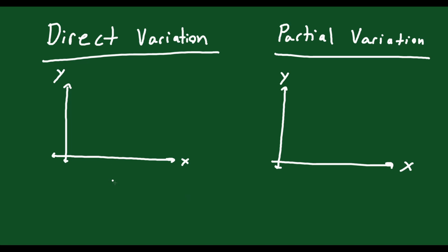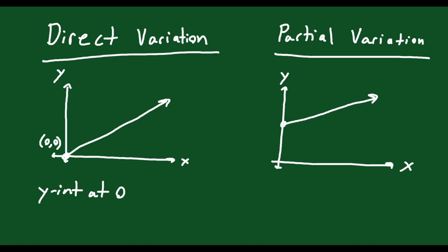A direct variation would be something that goes like this, that starts at 0, 0, right? Starts at the origin. You could also say that the y-intercept is at 0. That's another way to phrase that. Whereas a partial variation is something that's going like this. It starts not at 0, but at some value of b, some number. So you could say the y-intercept is not at 0. That's really the only difference between a direct and partial variation.